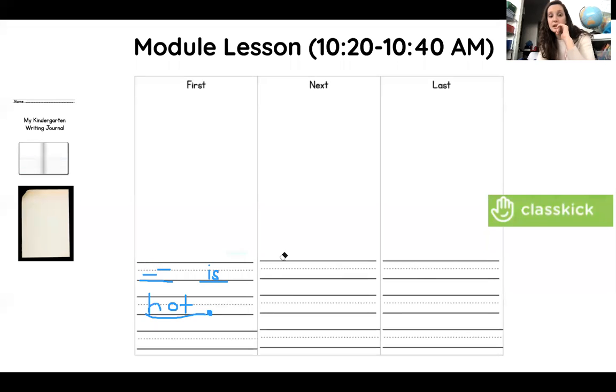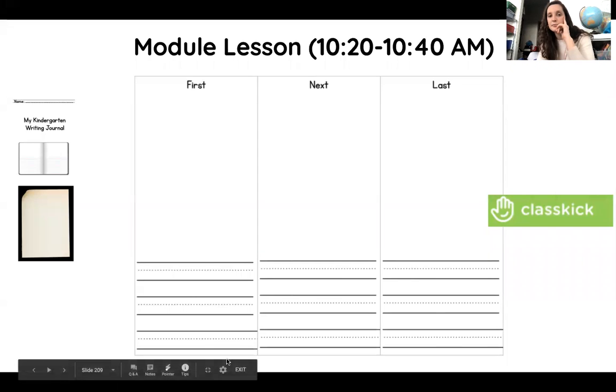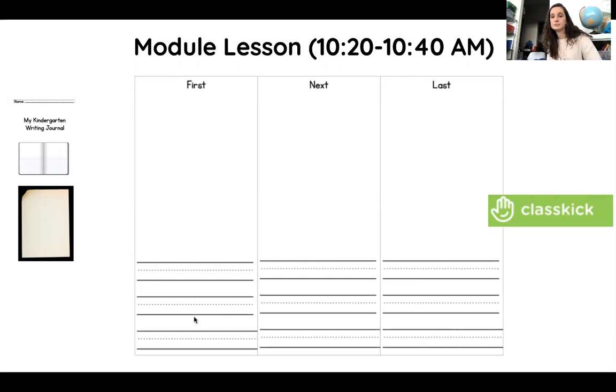You might write about something else. You might write, she played with her shadow, or she stayed inside. Choose one thing you chose in your picture, say your words out loud, and then sound them out or use your sight words to write them. Click pause until you finish this first part, your drawing and your writing. Now let's go to the next part.